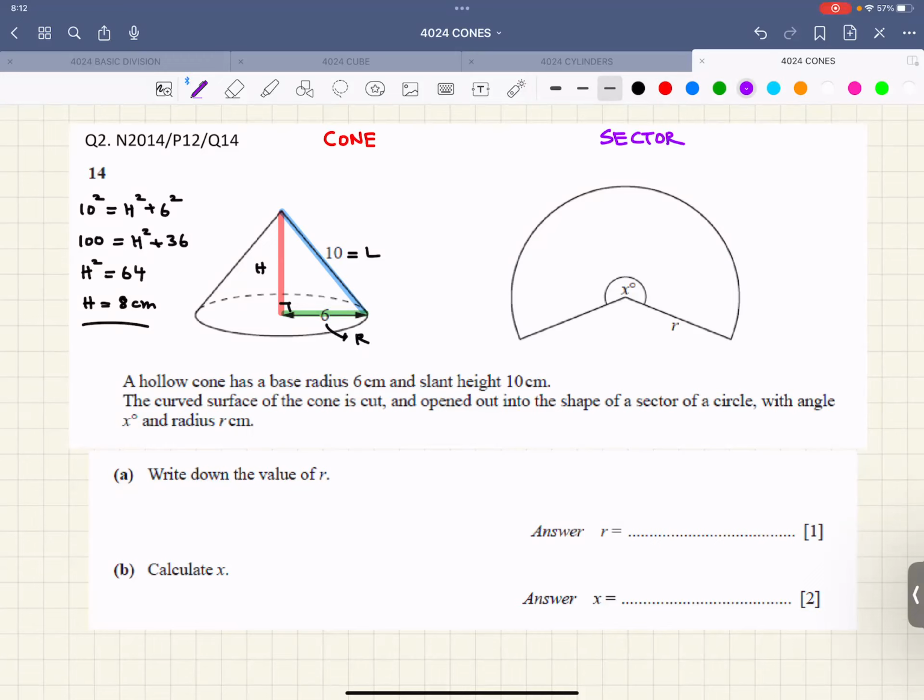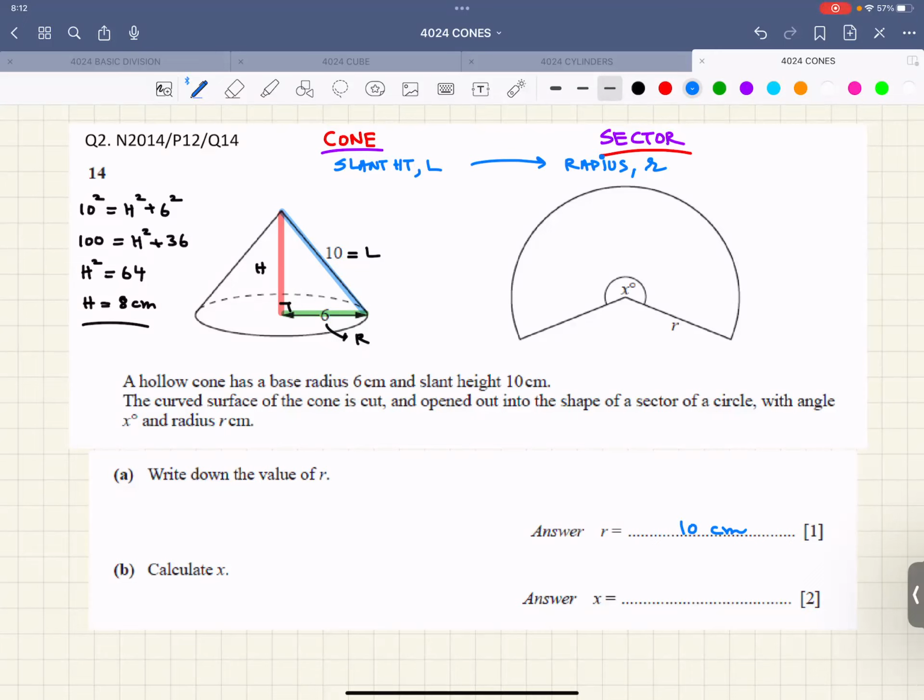First thing is the slant height of the cone becomes the radius of the sector. So the slant height, and let me mark it over here. First of all, slant height L becomes radius of the sector, which is small r. So this r is 10 centimeters. That's the first part.